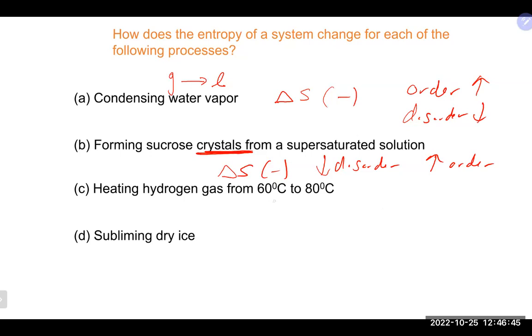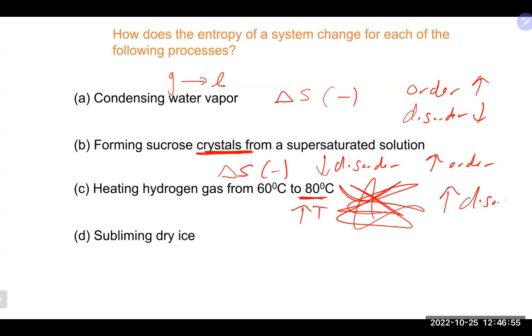Heating from 60 to 80: that increase in temperature is going to cause everybody to fly around a lot faster, obviously increasing the disorder and decreasing the order. That moves our delta S into a positive change.